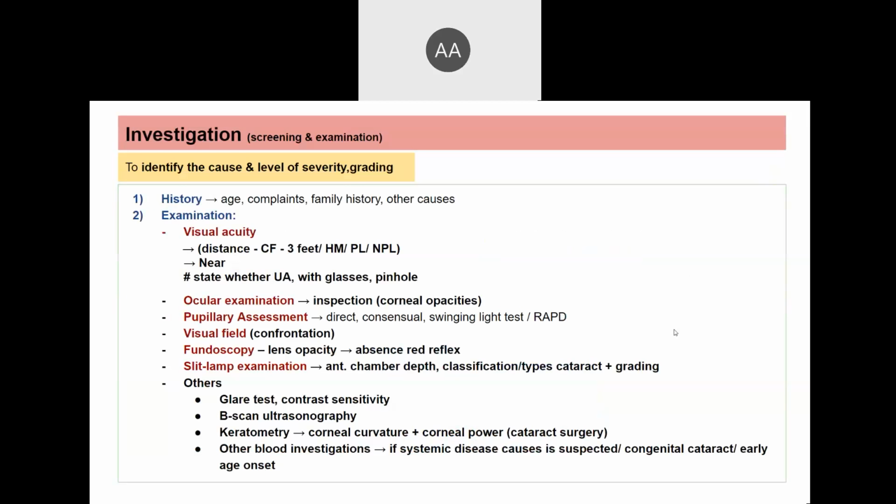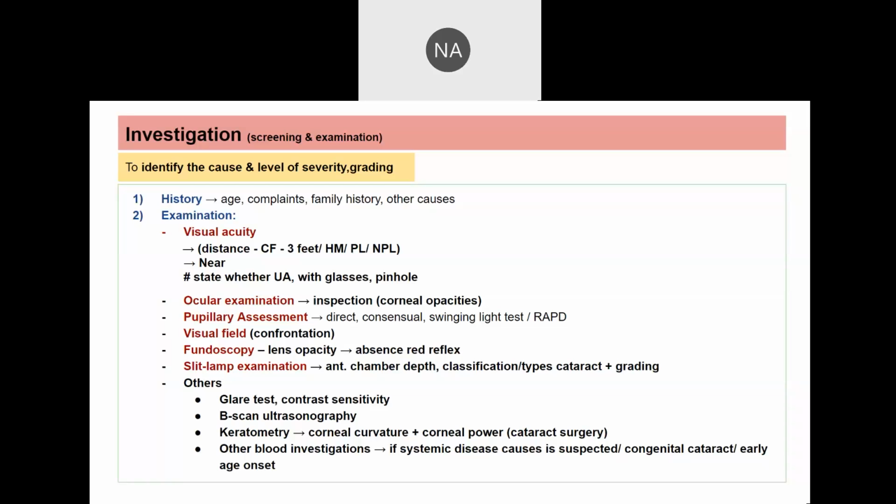Okay, next slide. For the investigation to diagnose the cataract, of course we need to look for the history, because it is most commonly related to age, and also for the complaint, the clinical findings, and ask for the family history regarding cataract. And also we need to exclude other causes. And then for the examination, why do we need to do visual acuity? Because there is reduced vision in a cataract patient.